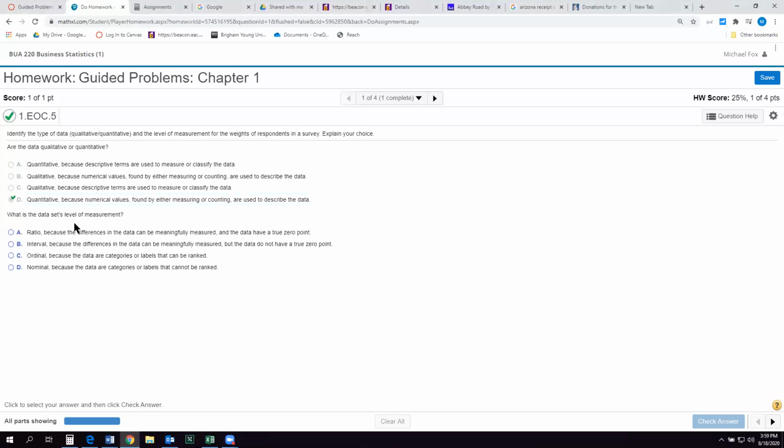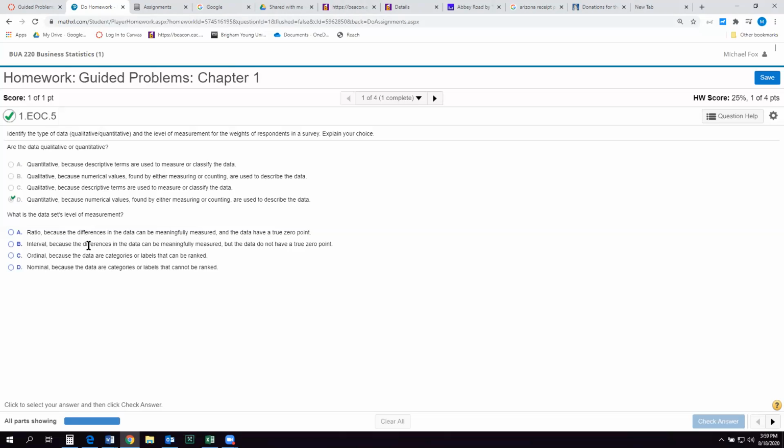And then the second part is, what is the data set's level of measurement? So remember, we can have ratio, interval, ordinal, or nominal data. And the big difference between these is explained here. Nominal means like name, okay? Nominal data just gives us names for things or categories or labels, but they can't be ranked. As opposed to ordinal, which is categories that can be ranked or put in a certain order.